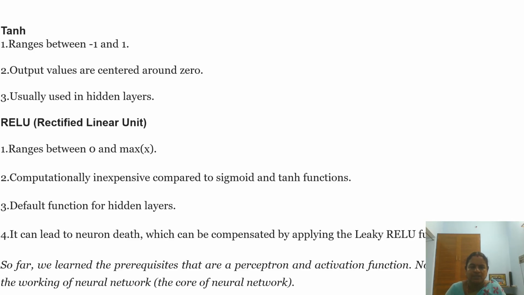ReLU, which is otherwise called rectified linear unit, ranges between 0 and max of x. It is computationally inexpensive compared to sigmoid and tanh functions. It is the default function for hidden layers. It can lead to neuron death, which can be compensated by applying the leaky ReLU function. So far we have discussed the multi-layer perceptron and the activation function.